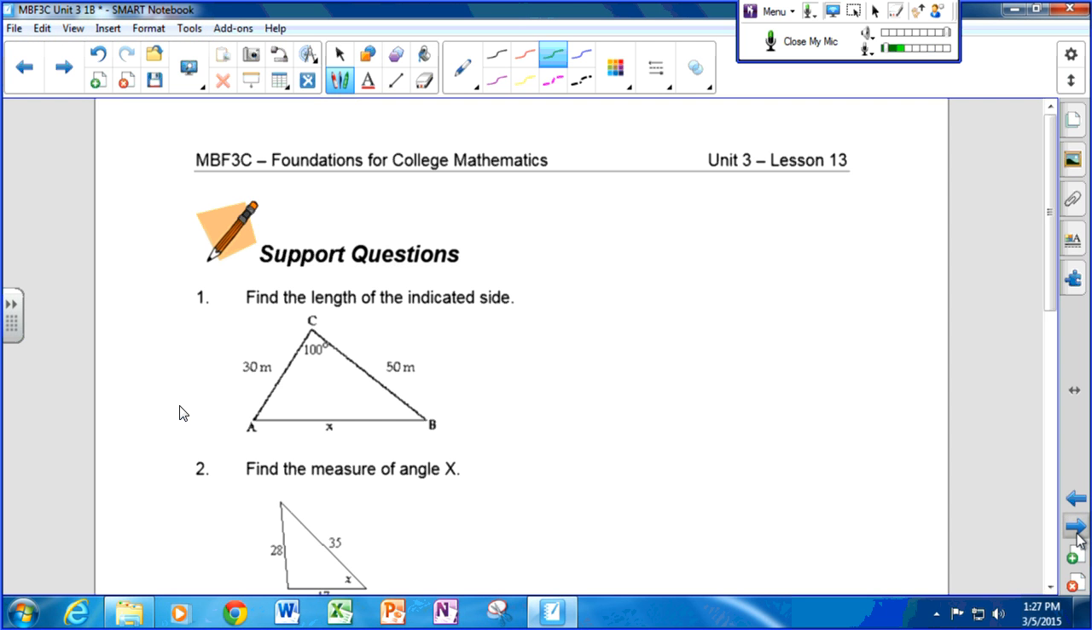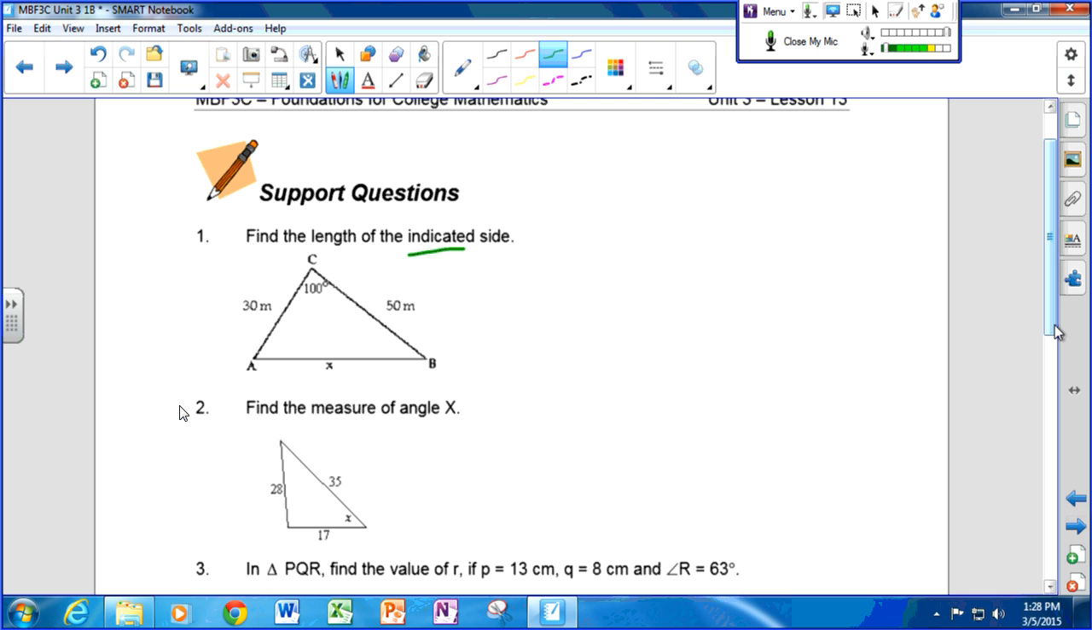Okay, find the length of the indicated side. This is on the top of page 30, support questions. All right, let's try this one. Now it's a length, so we're just going to use the regular format of it. So it's the x, right? That's little c, but we can call it x squared equals, all right, what do we got?